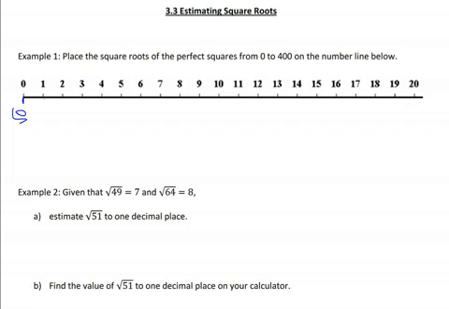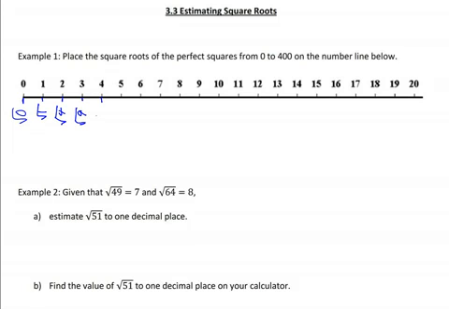Just like 1 times 1 is 1, so 1 is a perfect square, and the square root of 1 is 1. 2 times 2 is 4, and so 4 is a perfect square. The square root of 4 is 2. You can see where all of these square roots are falling on the number line. 3 times 3 is 9, so the square root of 9 is 3.